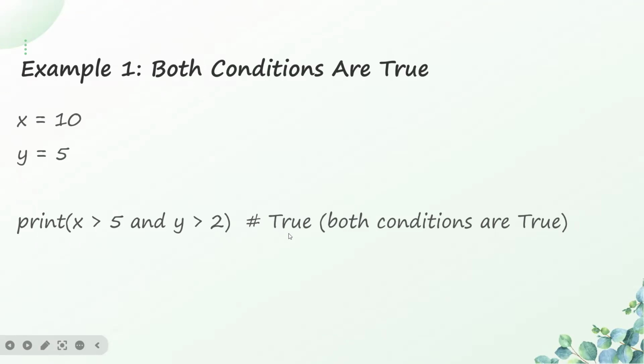That's basically the example we have already seen. Both conditions are true: s is greater than 5 because s is 10, and the second expression, y is greater than 2, is also true because y is 5. So both of them are true, which means it will return true.